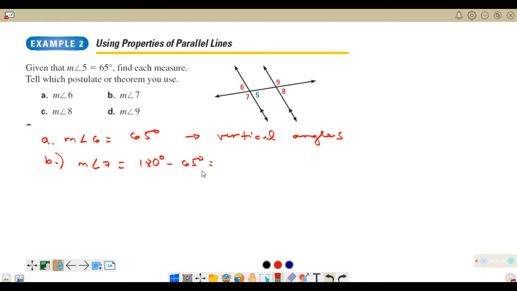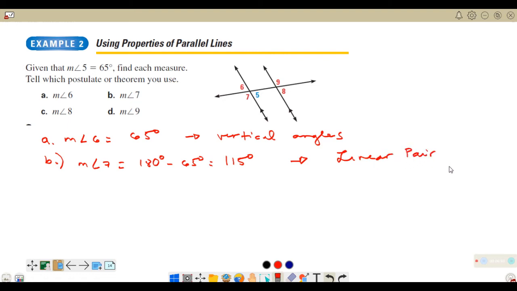So, kuha kayo ng calcu. 180 minus 65. Talagang kinalculator ko na siya. Sorry, naglalag na kasi yung utak ko. So, hindi na ako nag-e-effort mag-mental math. Yan, meron tayong 115 degrees. Ano yung ginamit nating idea dito? Kahit hindi niyo nasabi ang postulate or theorem, tatanggapin ko na yan. Okay lang sa akin. So, dito, we made use of linear pair postulate.